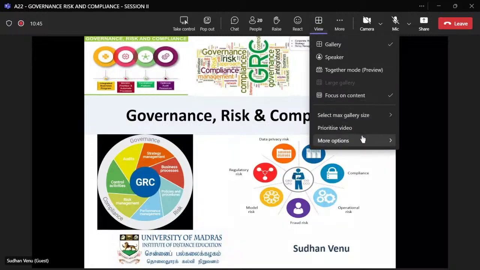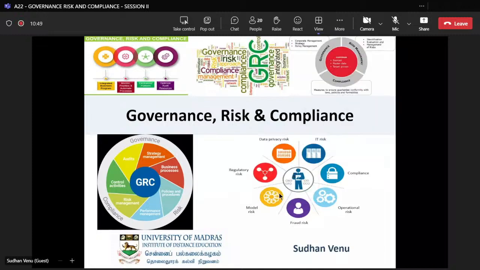Continuing with the GRC, that is the Governance, Risk and Compliance paper, we already completed Unit 1 with the basic introductions, core principles, the Basel committees, and the pillars: Pillar One, Pillar Two, and Pillar Three.